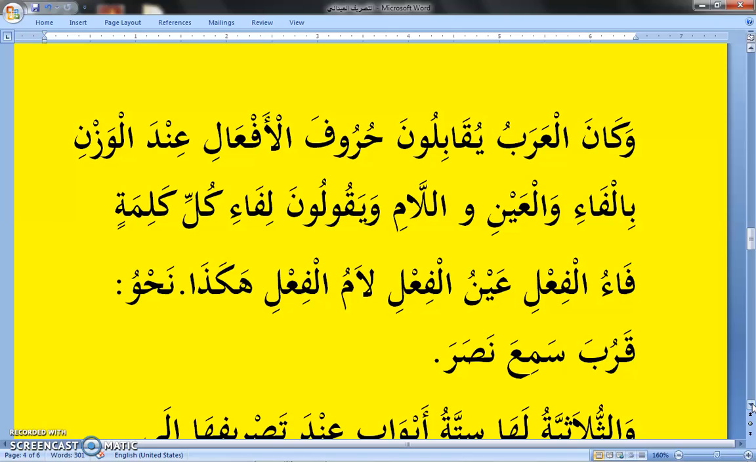Fa'un, ainun, and lamun. We can easily draft the pattern of a particular word in Arabic by looking at the number of the letters and the shakl, the vowel sound that the verb carries. وَيَقُولُونَ, and the Arabs say, لِفَاءِ, for the fa, كل كلمة of each word, they call it فاء الفعل, meaning verb fa, عين الفعل, meaning verb عين, and لام الفعل, verb لام.